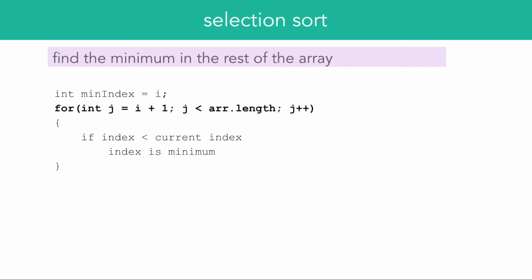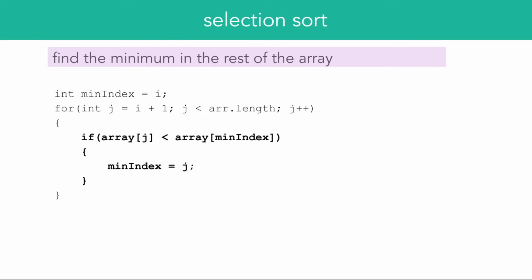We set int j to index + 1 so that the traversal starts at the index following the current index. This way, every value after the current index will be evaluated, and the loop ends once every value following the current one has been looked at. Next, we need to set up the if statement that checks if any of the values are smaller than the current index. If the value of the index is smaller than the value of the current index, we set the minimum index to the new index.